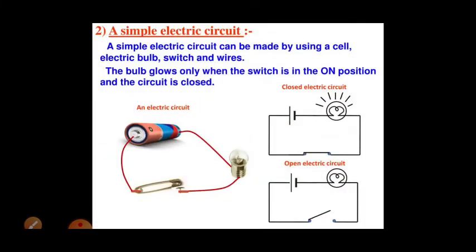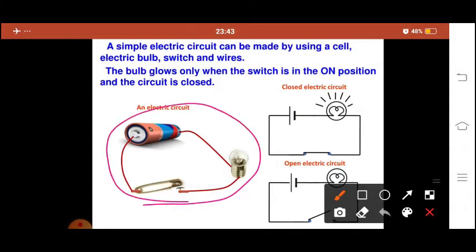Now, a simple circuit. Say this is a simple circuit. But how will we draw it? It is the diagrammatical representation. This is the closed circuit, this is a closed circuit, this is an open circuit. The one down here is the open circuit.